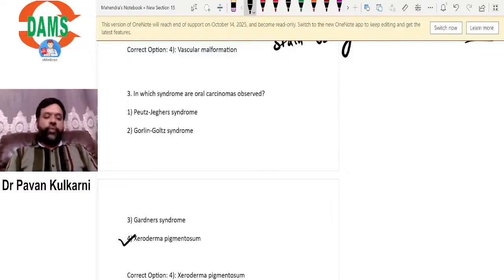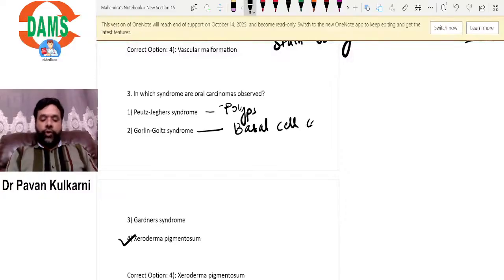Because in Peutz-Jeghers syndrome, you don't see oral carcinomas. Instead, you will see the intestinal polyps. In Gorlin-Goltz syndrome, you will not see oral carcinomas. Rather, in Gorlin syndrome, which is also known as the jaw cyst bifid rib nevus syndrome, you will see basal cell carcinomas.